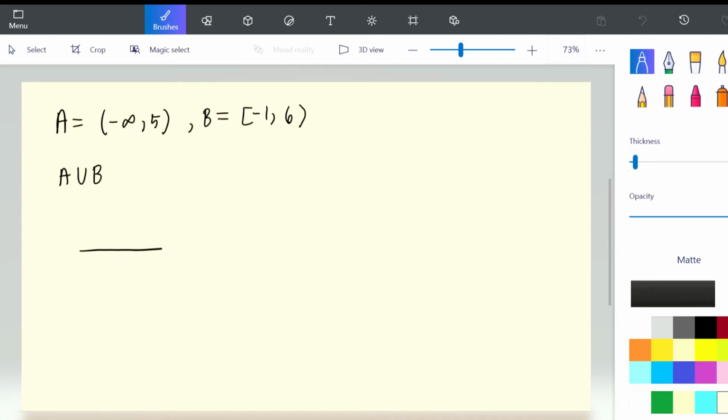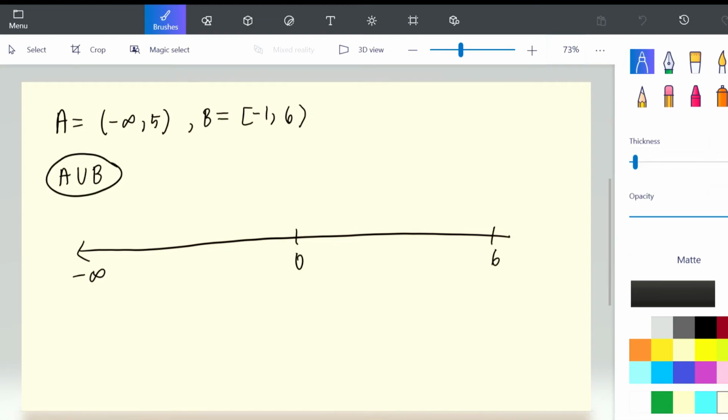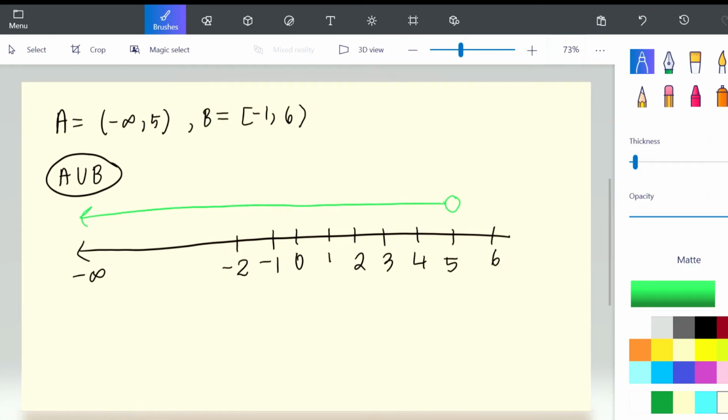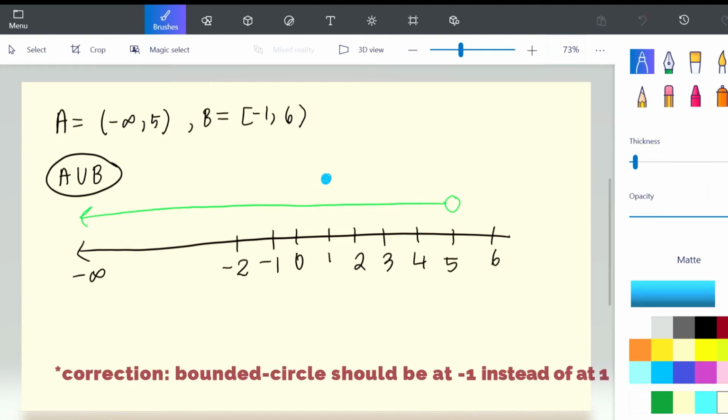Just like before, we're going to draw a number line. And the last number ends with the value of negative infinity. We do not know. So I'm going to put 6 here. Put 0 here. We have 1. And it goes downward. The interval of set A is from 5 and it goes downward. Okay, and the second one is the value for set B. It begins with negative 1 and it ends at 6.